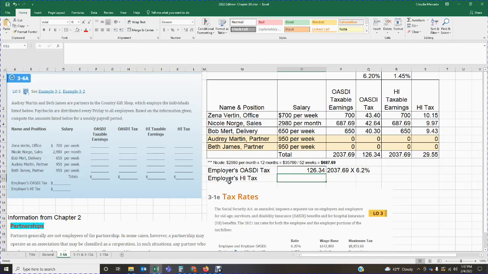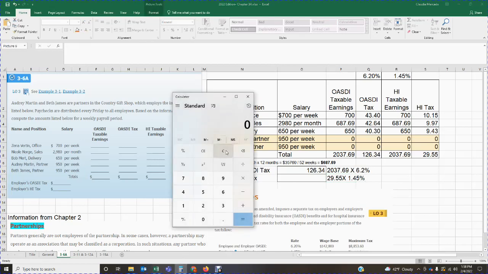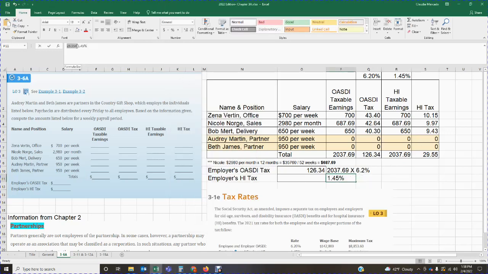For the employer's HI tax, we're going to look at the last column. And my total is $29.55. Oh, sorry. It'll be $29.55 times 1.45%. Let's see what that gives us. Did I do it right? Oh no, I'm doing it incorrectly. It's not the tax, it's the taxable earnings. Come on, focus, Claudia. It's $2037.69, and I'm going to multiply it by the 1.45%.